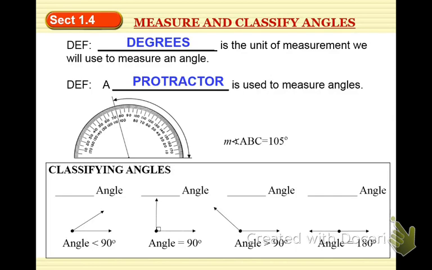Like I said, classifying angles. Angles that are less than 90 degrees, you got it, acute. Angles that are 90 degrees, we just said it, right angle. Angles bigger than 90 but less than 180, obtuse.